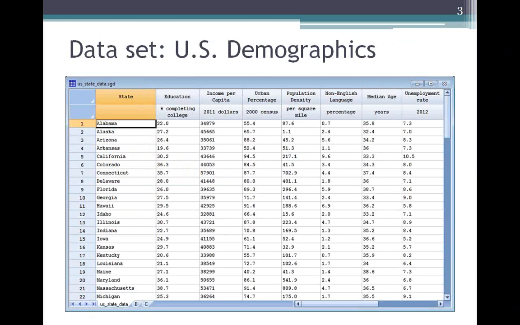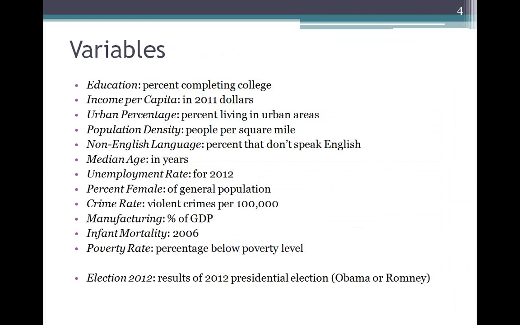So what I did is I went out to the internet and found information about the 50 states that comprise the United States. Collected information on a state-by-state basis about things like the percent of people that completed college, income, non-English speakers, median age, that sort of thing. In fact, we're going to be looking at a total of 13 variables today. 13 variables that characterize each of the states.